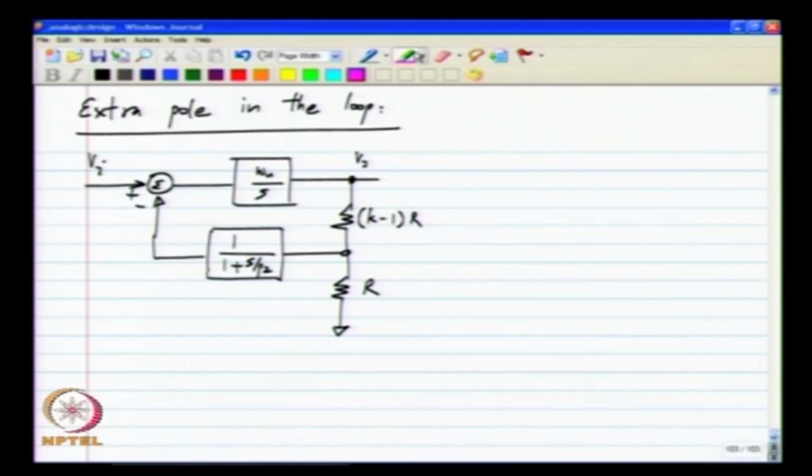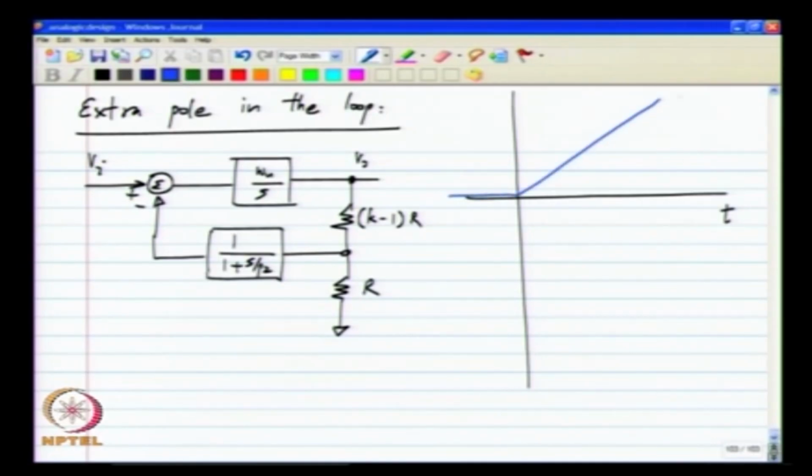Just like the delay, it does not matter where in the loop this pole is. So, as long as it is in the loop, it will affect the response of the system. So, the first thing is we see that the step response of the loop gain without this extra pole will be a ramp whose slope is omega u by k or omega u loop.